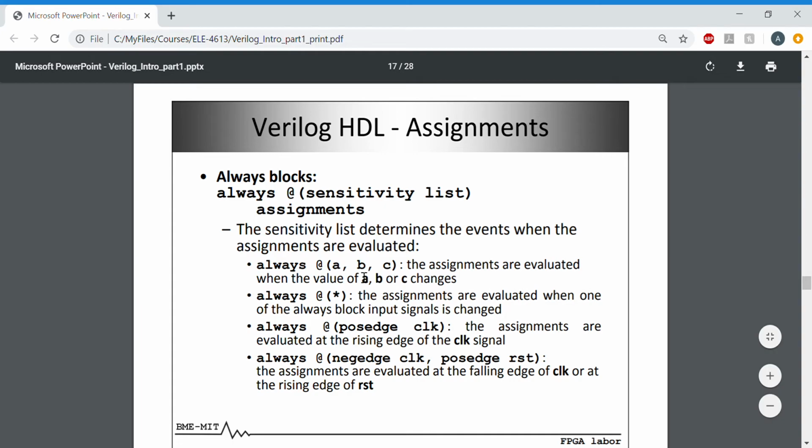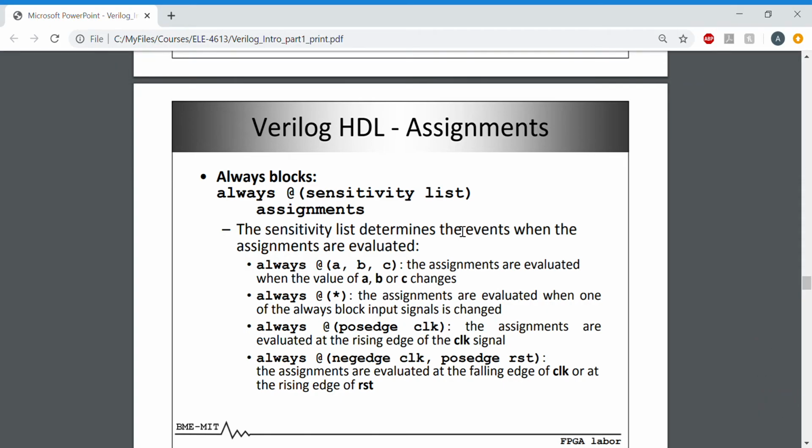Always block. The always block is the most important block in Verilog. It is there to help you create combinational blocks or sequential blocks. What is combinational? Something that contains gates without any flip-flop. Sequential is something that contains gates and flip-flops, something you want to be a flip-flop.